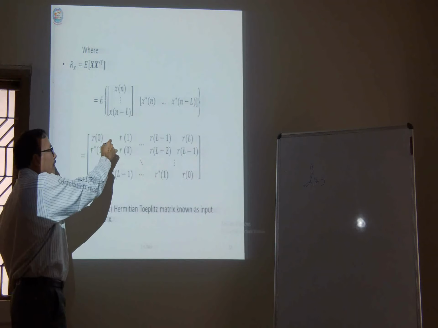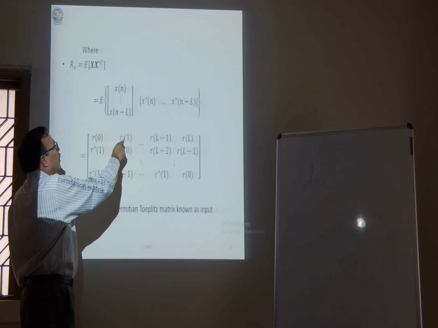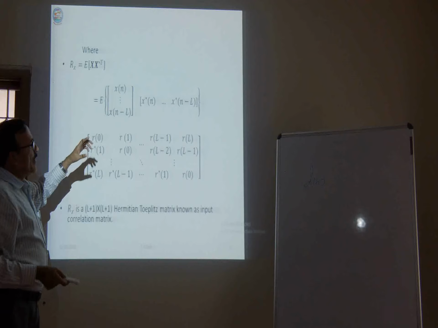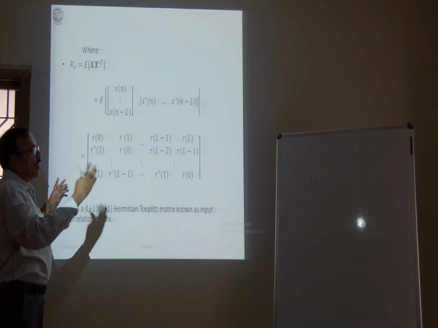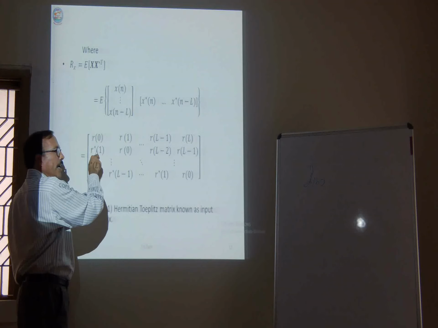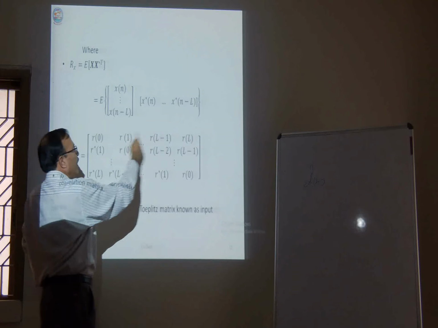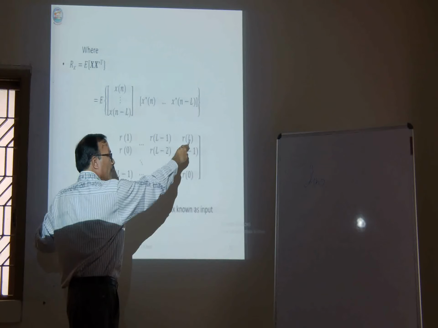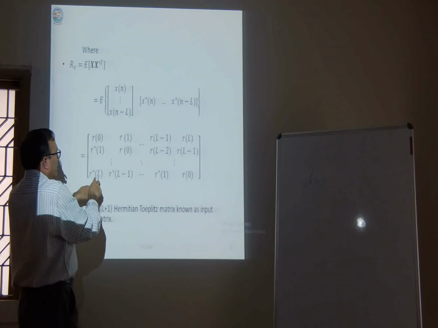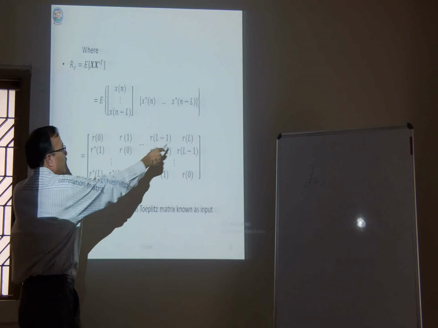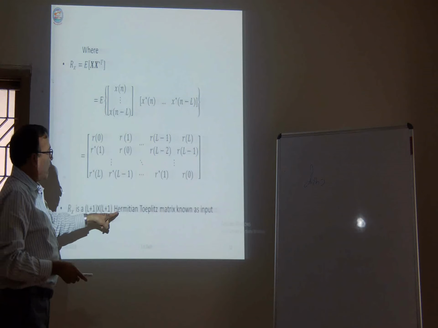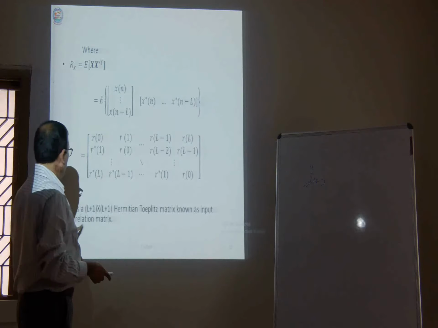And here, due to it being Hermitian, any ij element is the same as the complex conjugate of the ji element. So the first row and second column, and the second row and first column, both are complex conjugates. Similarly, this one is the first row and L plus 1 column element, and here it is the L plus 1 row and first column. So both are complex conjugates. So Rx is an L plus 1 by L plus 1 Hermitian Toeplitz matrix known as the input correlation matrix.